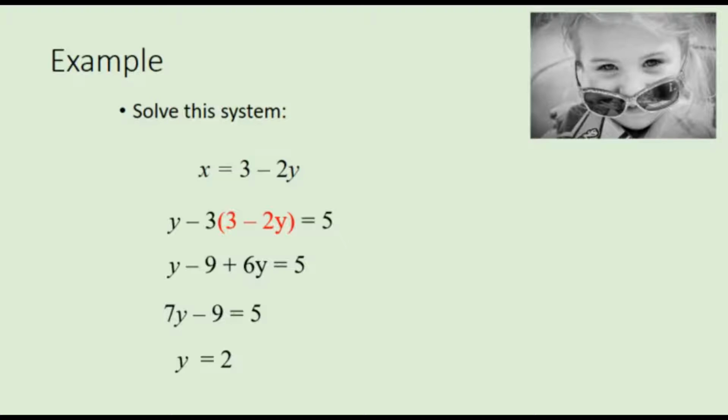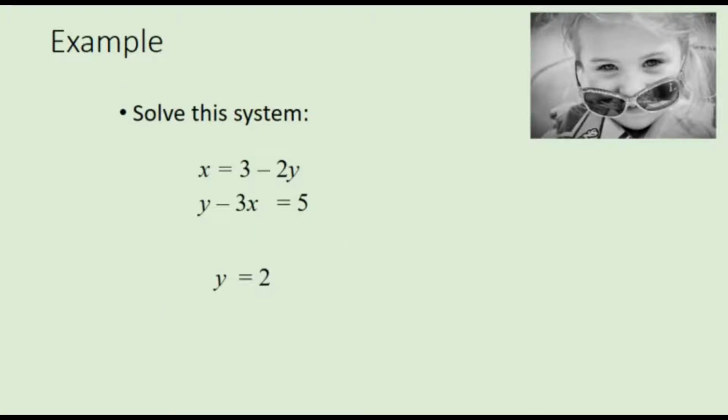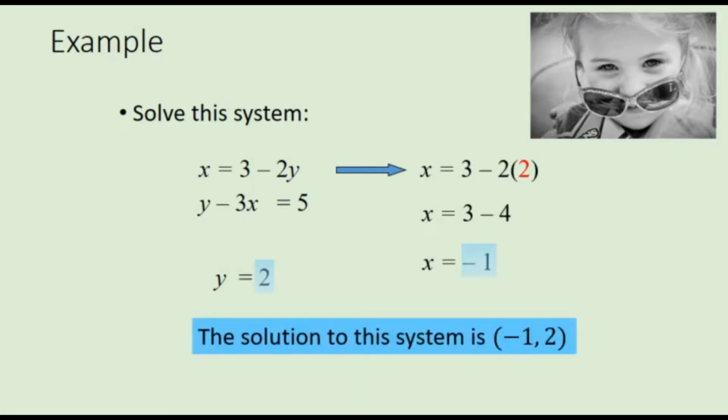This is only the y coordinate. We need to replace y in either one of the equations. It'll be easier since x is by itself to replace it in the first equation, but it doesn't matter. Simplifying then to solve for the corresponding x value, we'll multiply and then subtract, finding the corresponding x value of -1. Putting these together, we have a solution to this system of -1, 2.